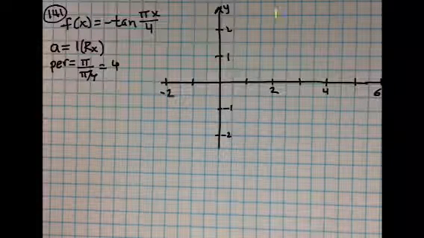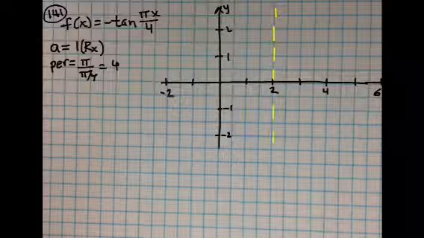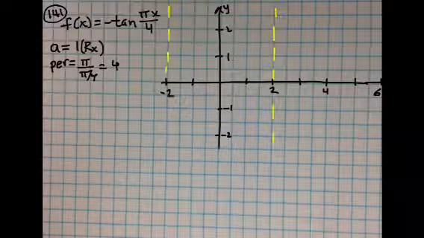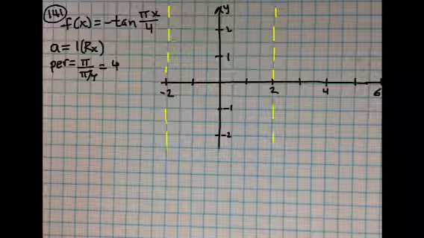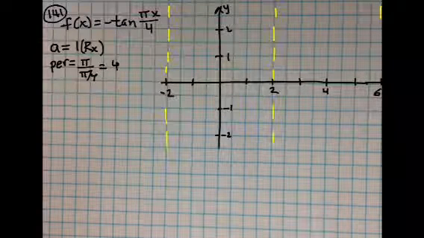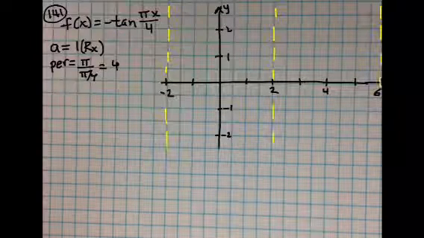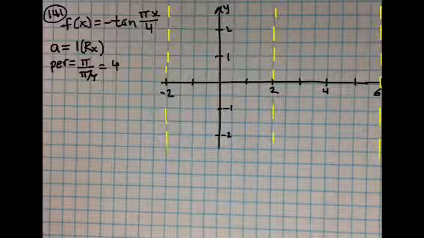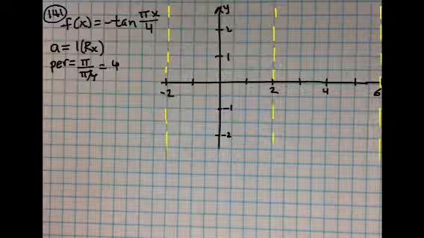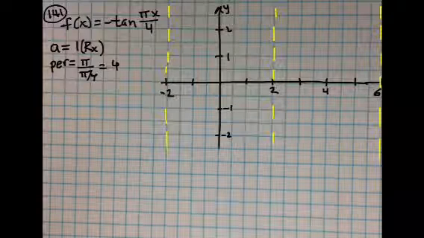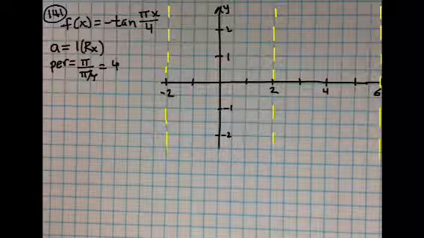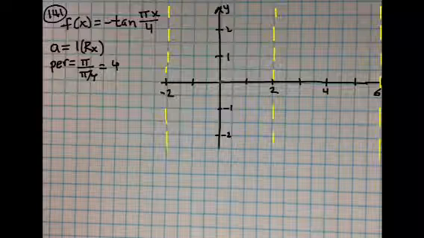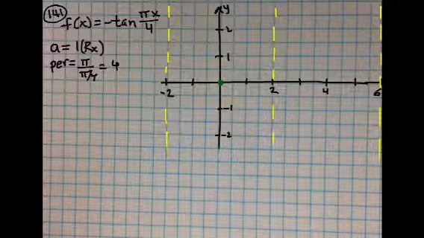So you do asymptote here, asymptote here. That's one period. The next period would be here at 6. I know it's run out of room here, but that's 6 right there. And let me change colors. So the 0 for tangent is in the middle of the period, so that would be right here. And right here for the next period.